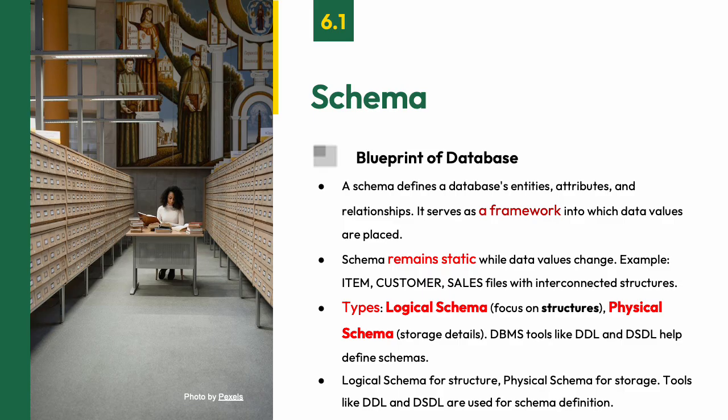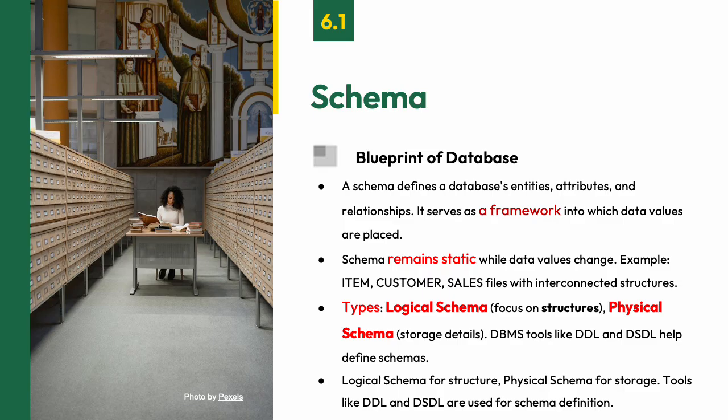So let's think of it as a framework that tells you where and how the data should be organized without actually holding the data itself. So the key points of the schema are the entities, the attributes, and the relationships. The entities themselves are the main objects or things that we store data about, just like an item, a customer, or a sale.